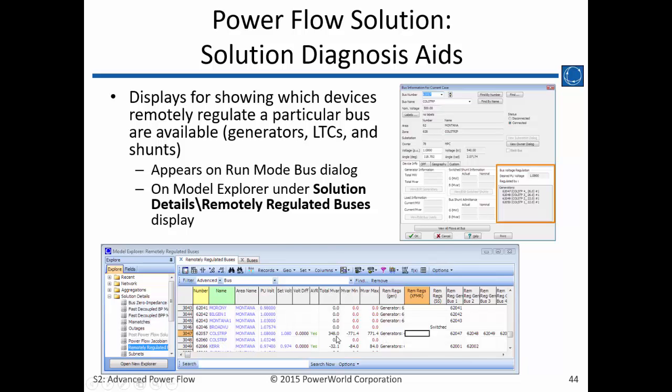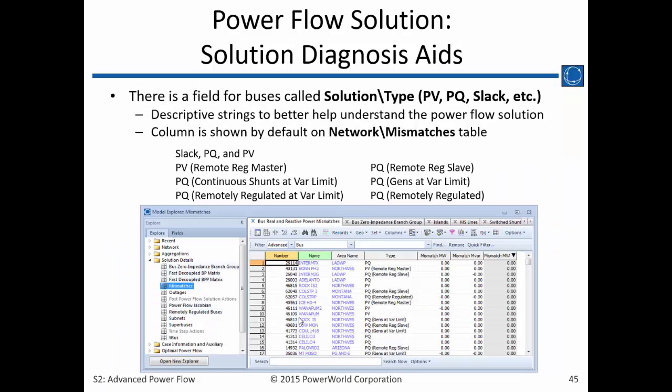And it tells you what the total megavar is coming from these 4 devices in order to regulate the voltage at its set point of 1.08. So this is just a tabular display showing you all the buses that are being remotely regulated by which devices and to what value.